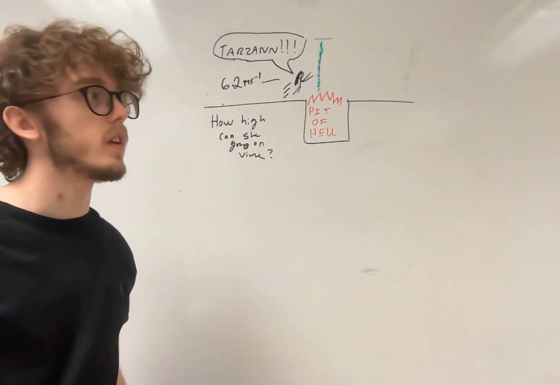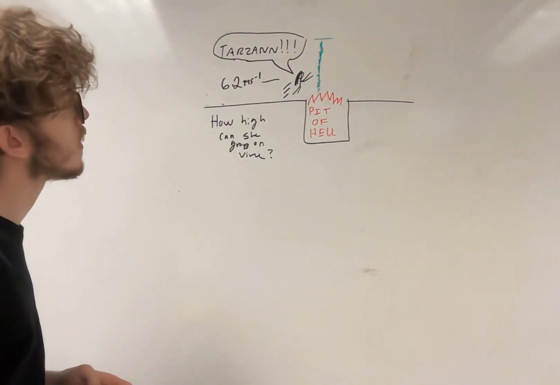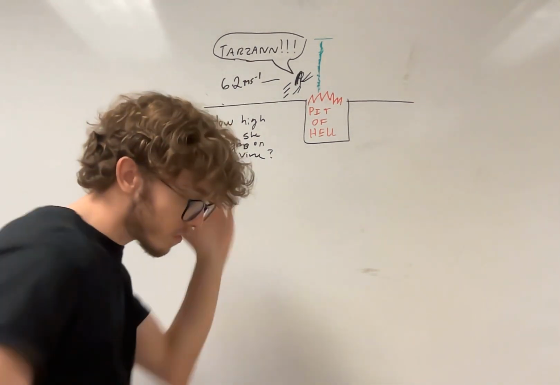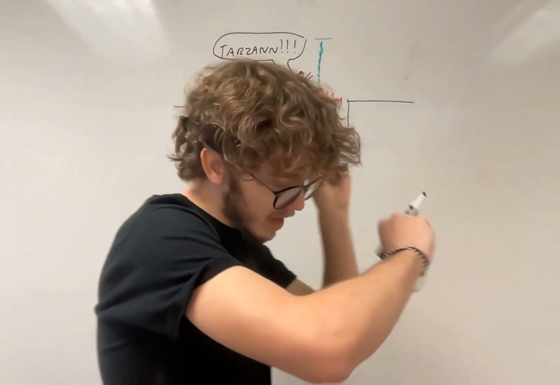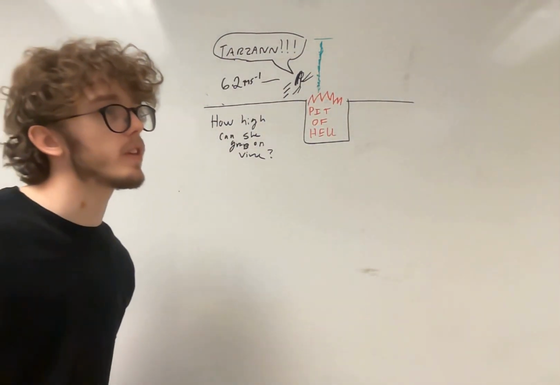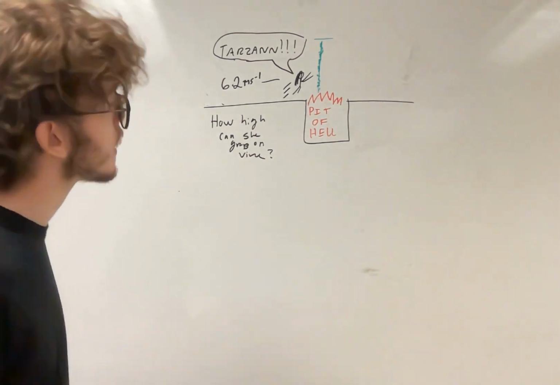There's a pit of hell, so to speak. So she misses, she dies, I guess. But she's moving at 6.02 meters a second. She jumps, grabs the vine, and clears the gap. My question to you is, how high can she grab on the vine? Well, let's break it down here.